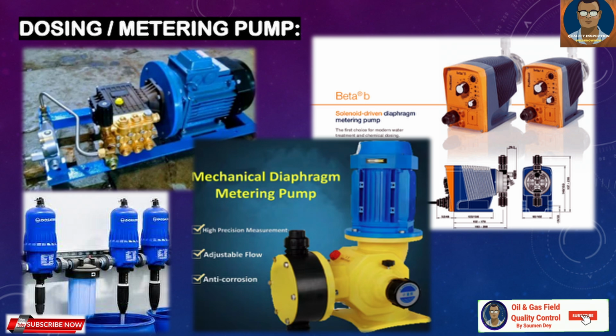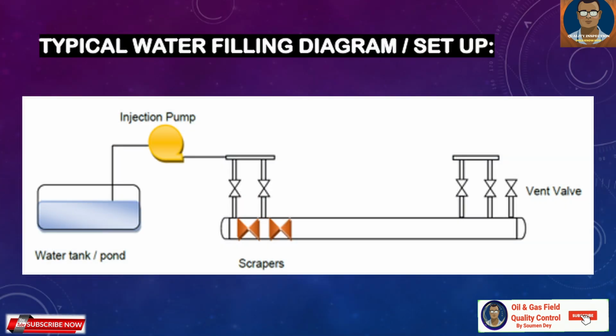The liquid may range from fragrances or pigments used in the production of food and toiletries. It could also be alkaline or acidic solutions utilized in water treatment and chemical processes. You can see some models of dosing pump available in the market. You can see where we are using the injecting pump.